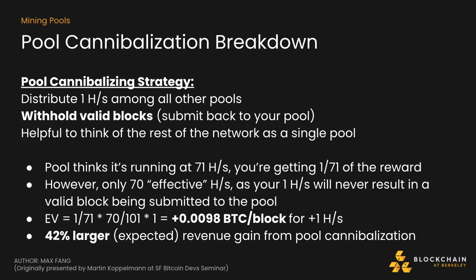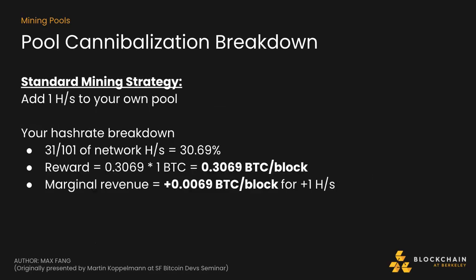And so I'm going to be getting 1 out of 71 of that reward in Jake's pool. And so Jake only has 70 effective hashes per second because the final 1 hash per second will never result in a valid block being submitted to his pool. So then the expected value for me is going to be 1 out of 71 times 70 out of 101 from his pool times 1 Bitcoin. So this is 0.0098 Bitcoin per block for that additional 1 hash per second. And so this is a 42% larger expected revenue gain from pool cannibalization compared to this number, which was 0.0069 Bitcoin per block.